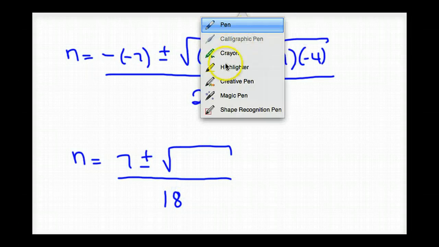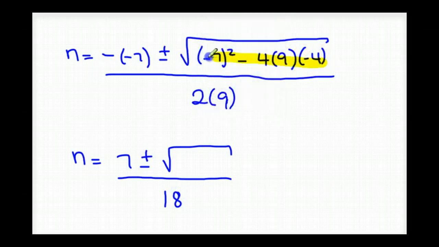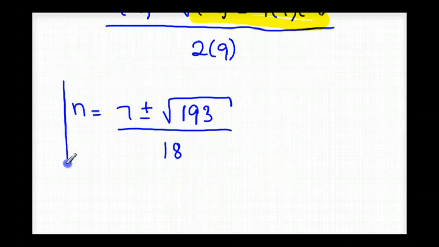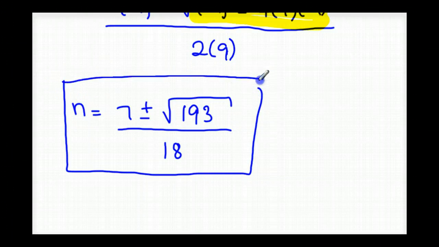So again, what I want you to do is put in this same exact way it is with the parentheses and everything. Not the square root sign, just this. And tell me what you got. So you should have gotten 193. And again, this is your final answer, unless they tell you to simplify in decimal, because 193 cannot be broken down into a perfect square, so we just leave it as is.